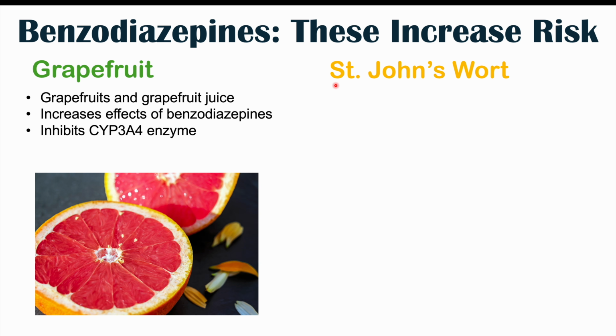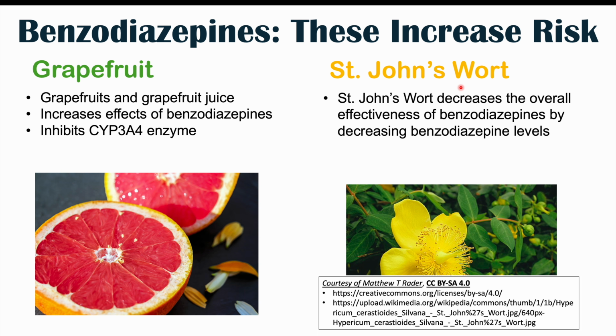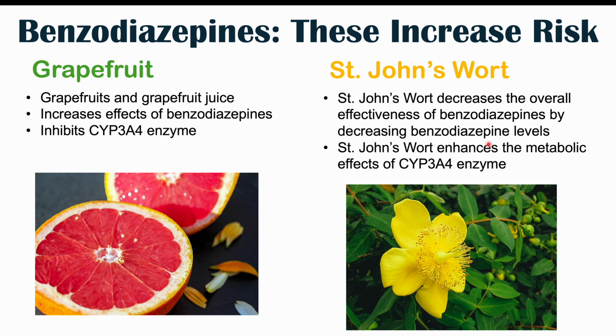We can also see some interactions with St. John's wort. So St. John's wort is a herbal medication used for anxiety or depression purposes. It can end up decreasing the overall effectiveness of benzodiazepines by decreasing benzodiazepine levels, and it does this by enhancing CYP3A4 metabolism. So it's essentially doing the opposite of grapefruit and grapefruit juice. It's actually inducing or enhancing CYP3A4 activity, so it's going to lead to lower levels of benzodiazepines than appropriate.